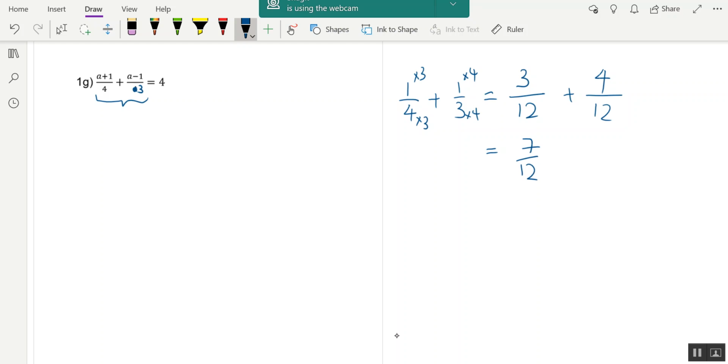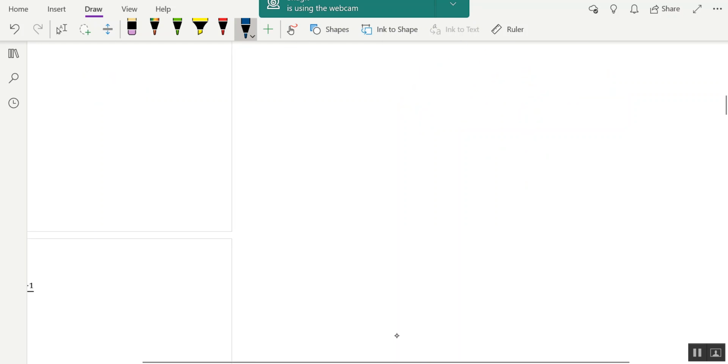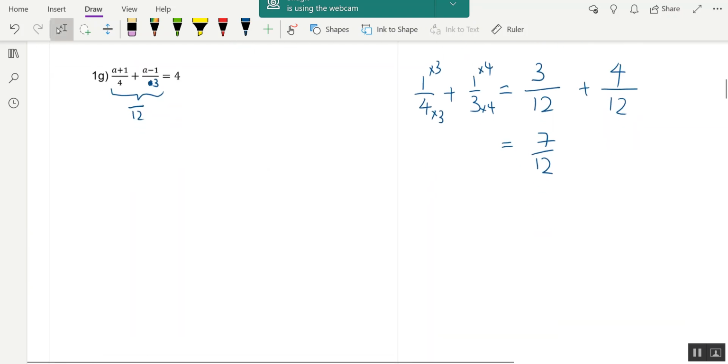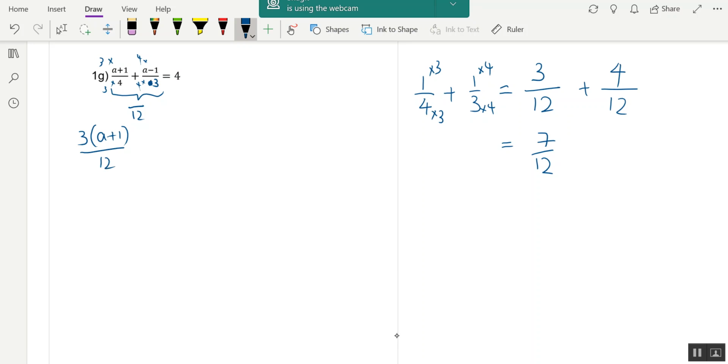First, I know that their common denominator should be over 12. Probably this should be in red. For the first fraction, I need to multiply by 3 to both the numerator and the denominator. Multiply by 4 to both the numerator and the denominator. So I will have 3, and always do this step: 3 bracket a plus 1, put the 3 in front of both the a and the 1. Always do this step so that you will not have any careless mistakes. Over 12, plus 4 bracket a minus 1 over 12 equals 4.